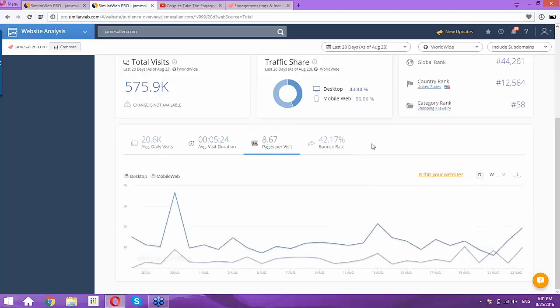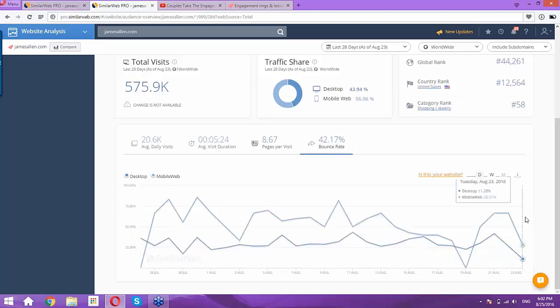Pages per visit. Users usually visit around 8 pages on the site. And on this date, desktop users visited 20 pages, or almost 20 pages. And lastly, we can see that the bounce rate went down. So while 42% of users usually bounce, it was a lot lower on this day, closer to 11%. So what this tells us is that the users who visited the site because of this YouTube video were actually really engaged.